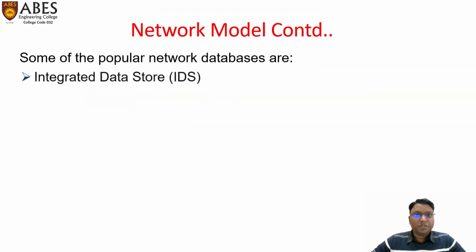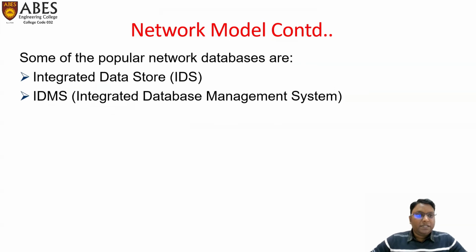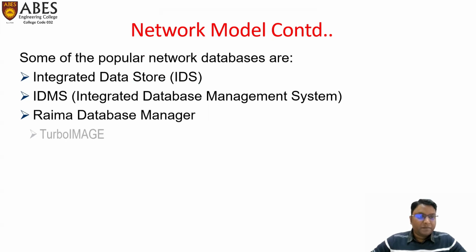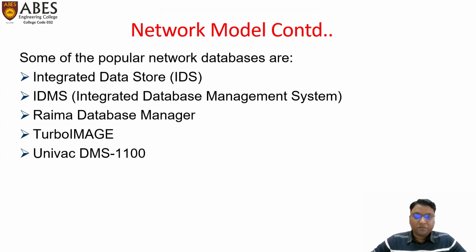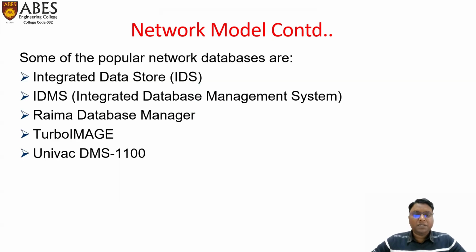Some popular network databases are Integrated Data Store, IDS, then Integrated Database Management System, that is IDBMS, RDM, Turbo Image, Univac DMS 1100. So these are some important data models which are known as network data models.